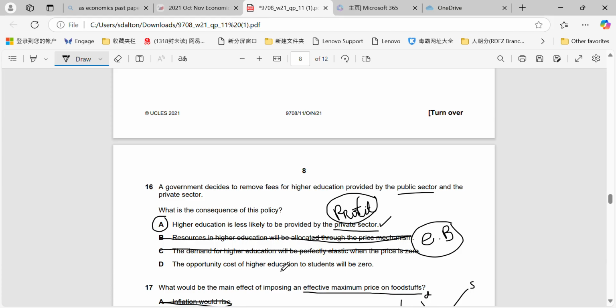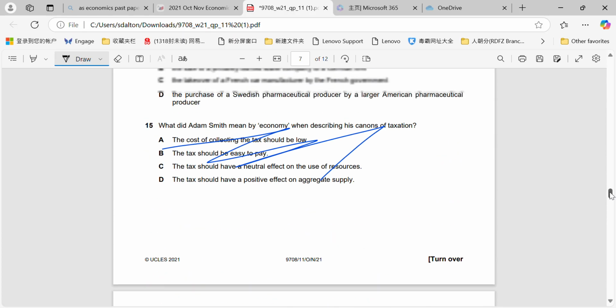An opportunity cost of higher education to students will be zero. That's definitely not going to apply if they remove the higher fees either. Still going to be an opportunity cost of education in terms of the leisure time they're giving up for their study and in terms of other activities that they could be doing with their time. It's only the fees that have been removed.